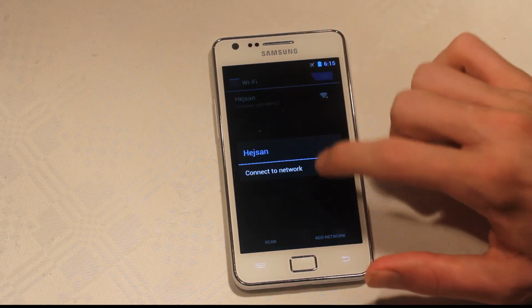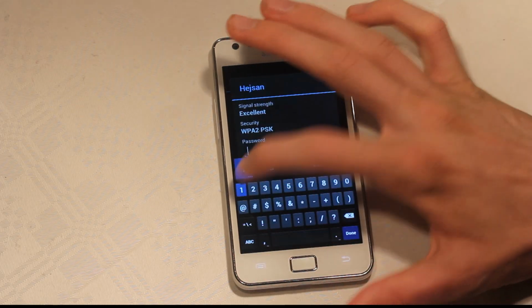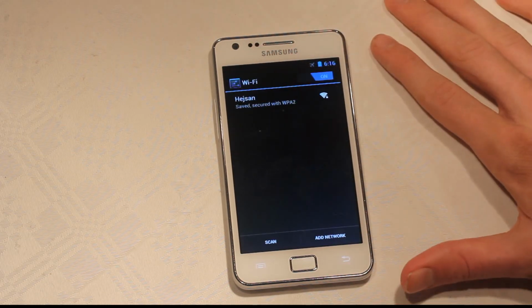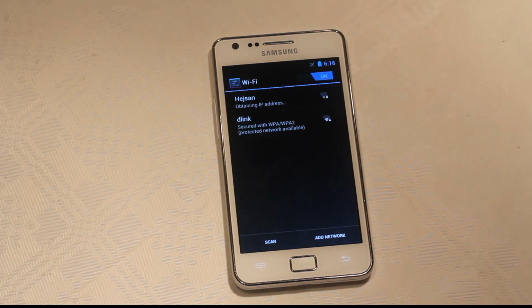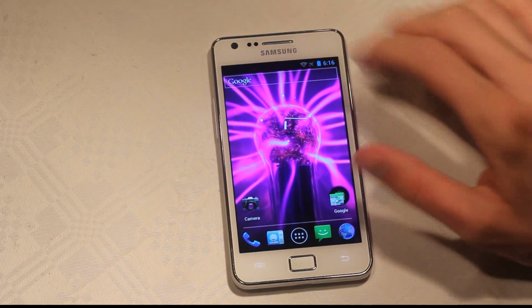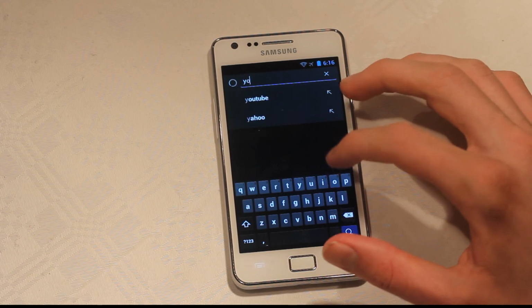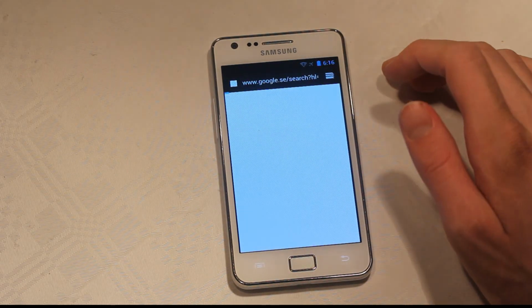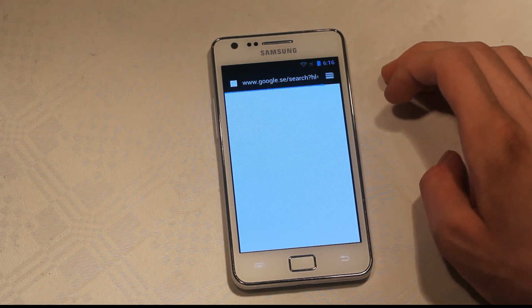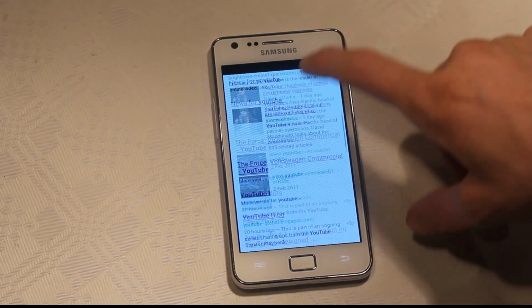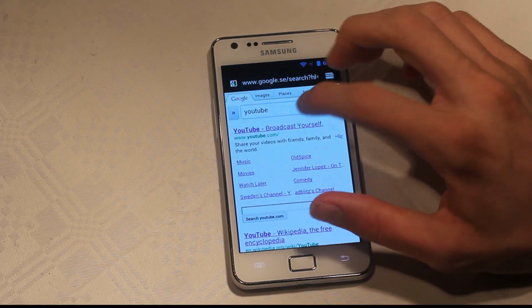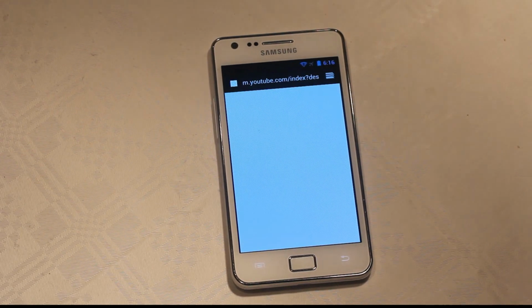If you turn on Wi-Fi over here, tap it. Let's see. Connect to network. And let's see. Obtaining IP address, connected. Awesome. Do we have internet? YouTube. Of course, internet should work. There we go. Fully working. No lag or anything. It's like butter, okay? It's an awesome experience.